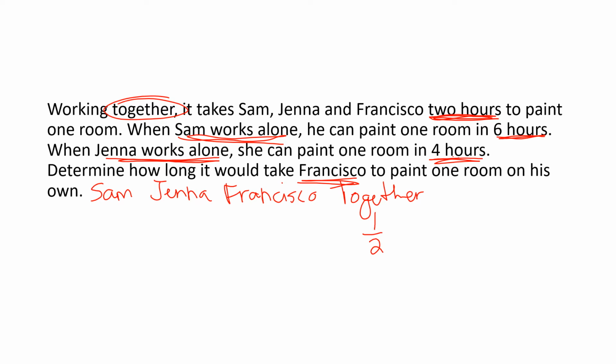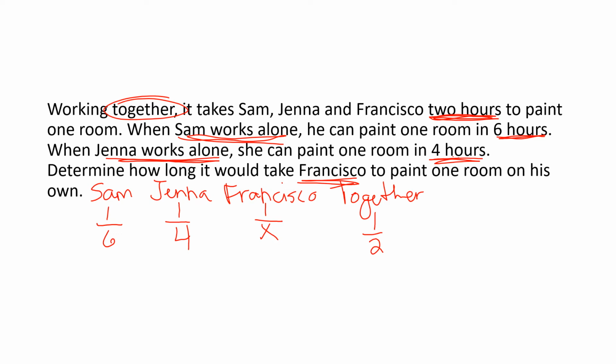All right, for Sam, Sam can paint one room in 6 hours. So that's one room every 6 hours. That's a sixth of a room per hour. Jenna can paint one room in 4 hours, so that's a fourth of a room per hour. And our question is about Francisco. We want to know how long it would take Francisco to paint one room on his own. So for Francisco, I'm going to write one room every x hours. That's what we're trying to figure out.